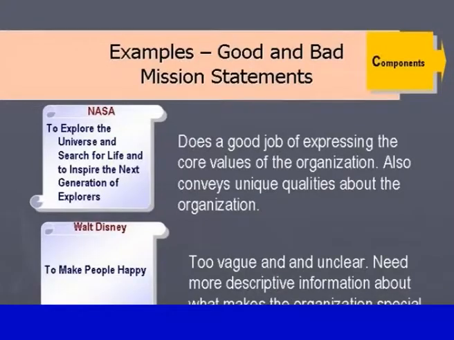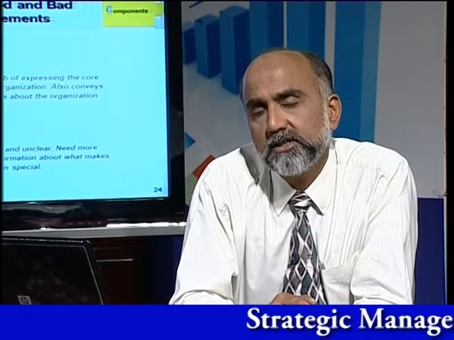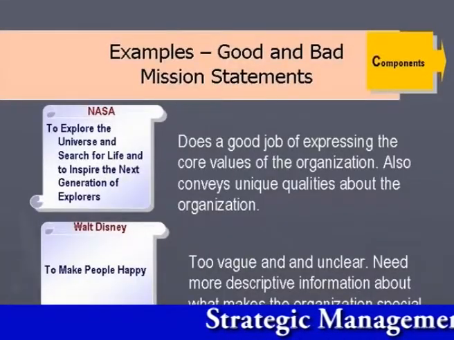The second one is: to make people happy. Who can it be? There are so many organizations, so many things which make people happy, but the thing is how they make them happy. Exactly. This organization is in the business of making people happy. Again, it's too vague and unclear. As I've said, it's a very small statement, and lots of organizations can say that we make people happy.